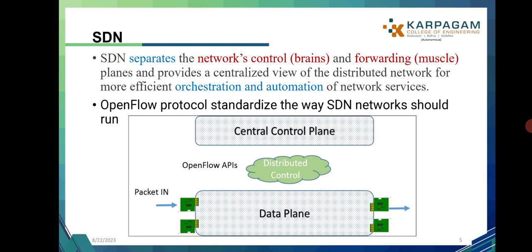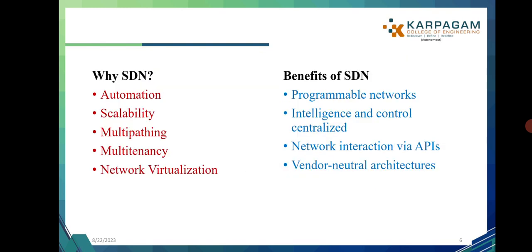I have given a diagram here where you can see the control plane and data plane are separated, right? OpenFlow will act as an API, an interface between the central control plane and the data plane, right? So why SDN? Why do we need SDN?